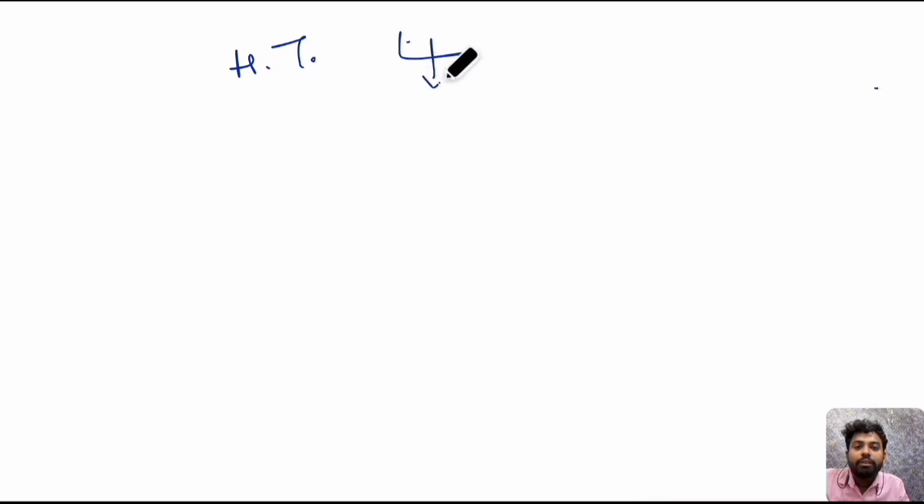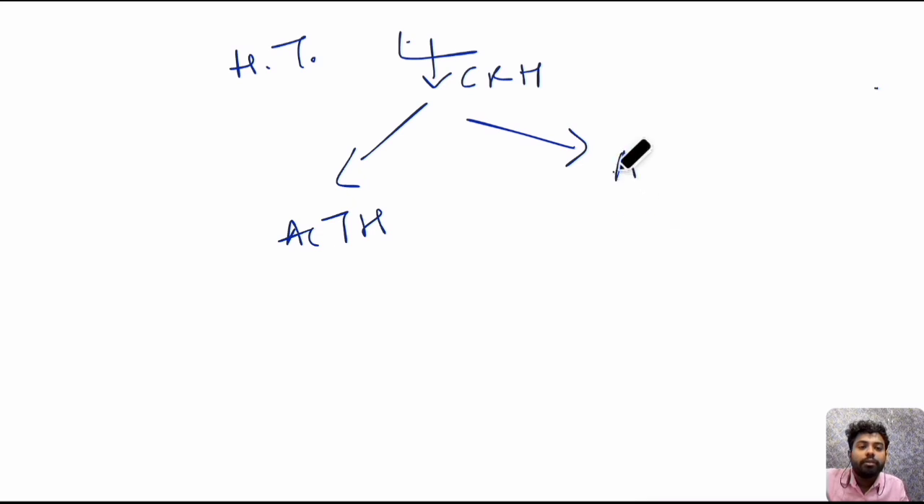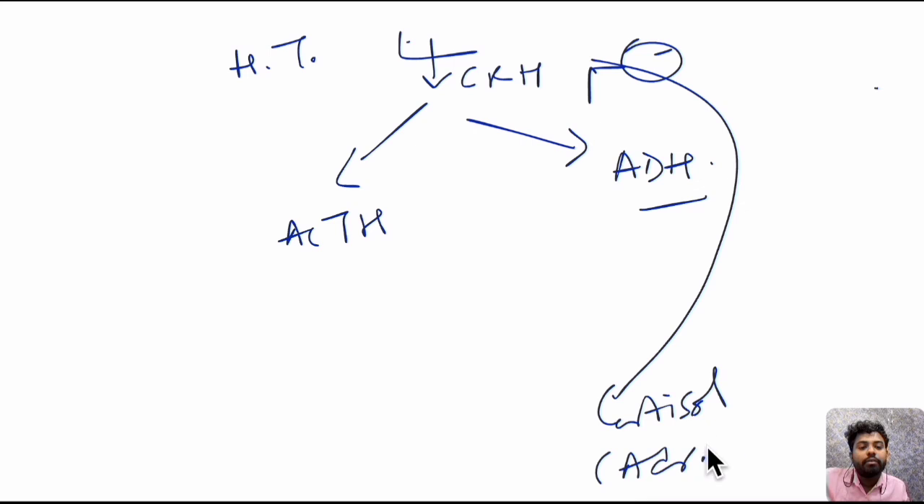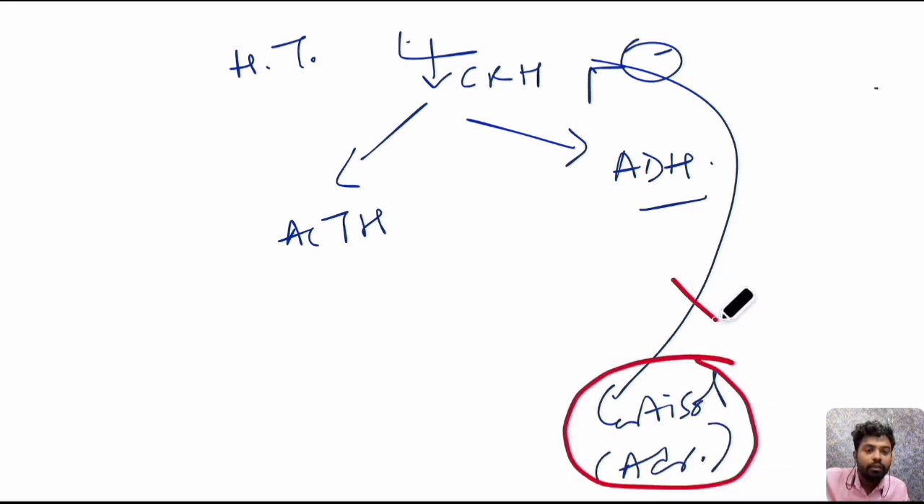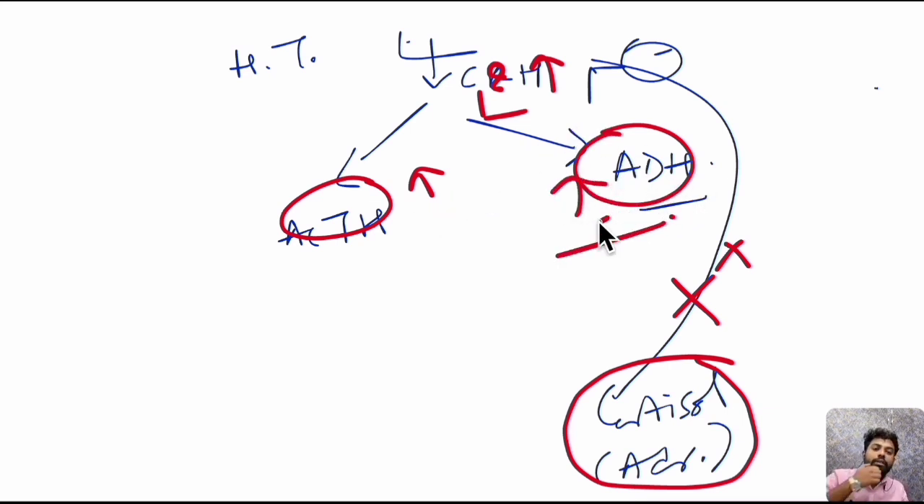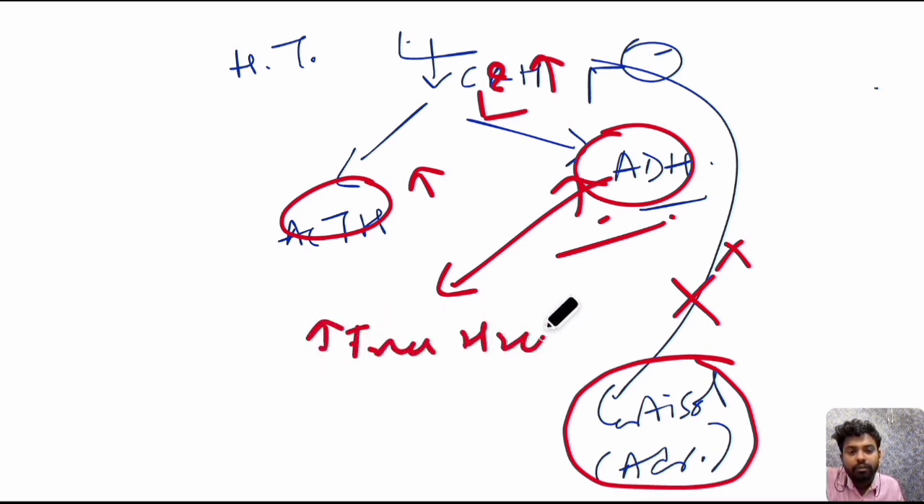The hypothalamus secretes CRH, which stimulates both ACTH and ADH. It has feedback inhibition by cortisol, which is produced by your adrenal gland. Now this feedback inhibition is gone. So what will happen? CRH will be unchecked. It will increase ACTH and it will increase ADH. This ADH will make the kidney absorb more free water.